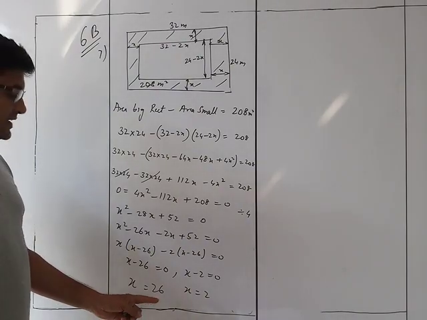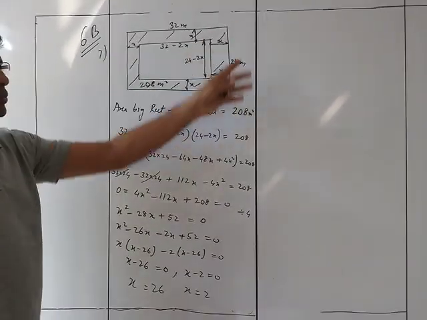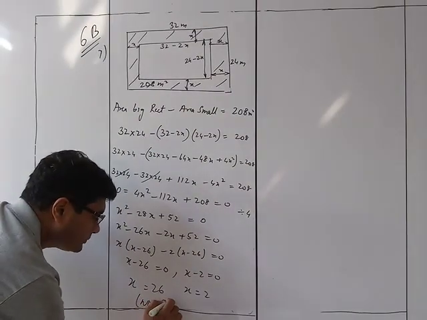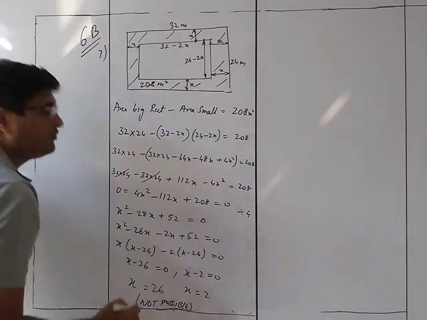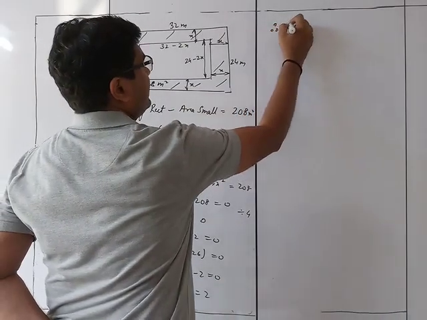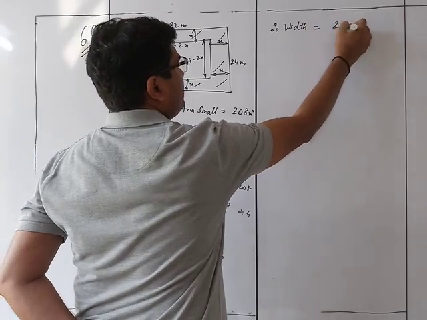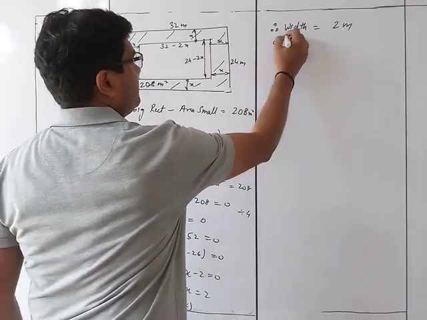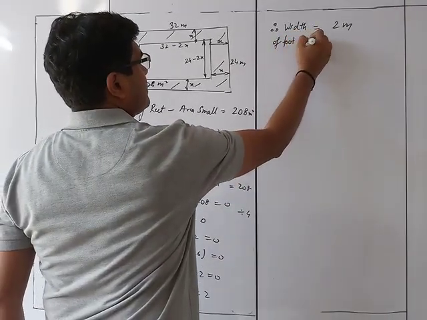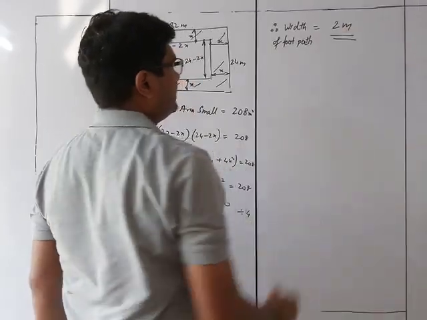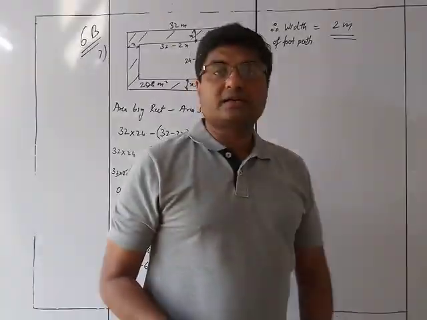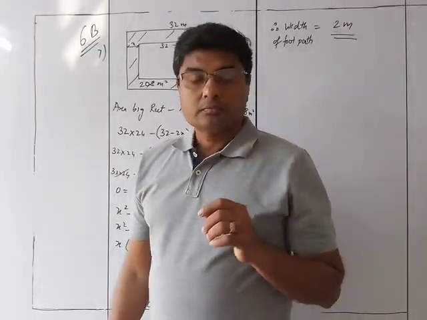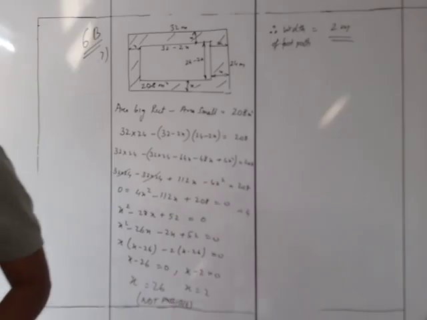Now you can see over here this is not possible because this itself is 24. If 26, how will we take it out from both? So that's why this is not possible. Therefore, you can say width is equals to 2 meters. So the width of the footpath is equals to 2 meters is the answer. Is it clear? That was question number 7. Are we clear with this, right?